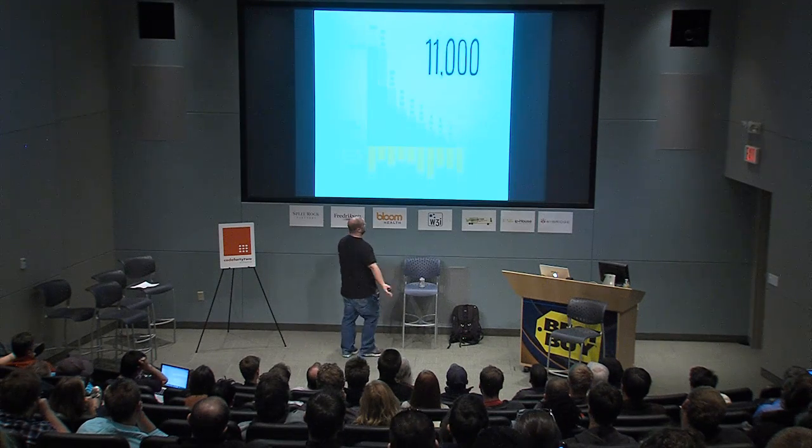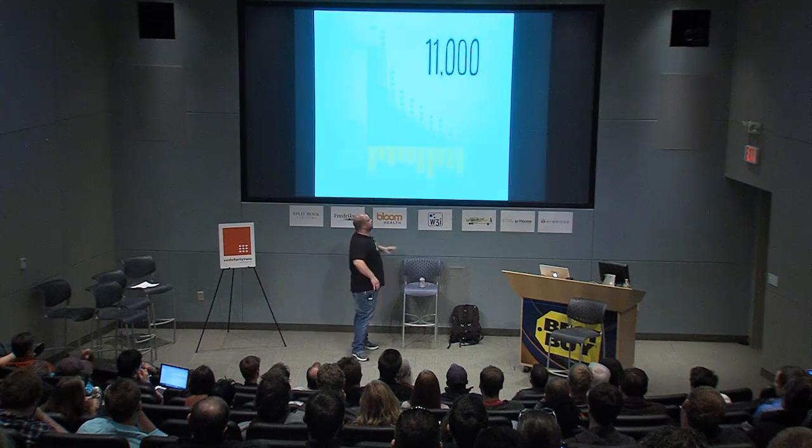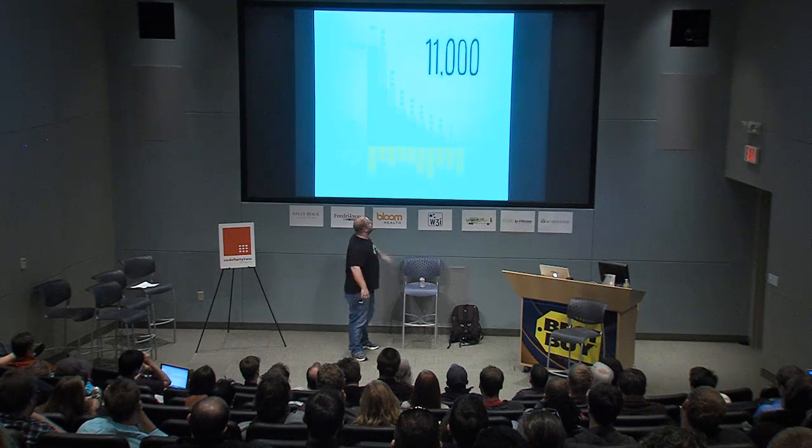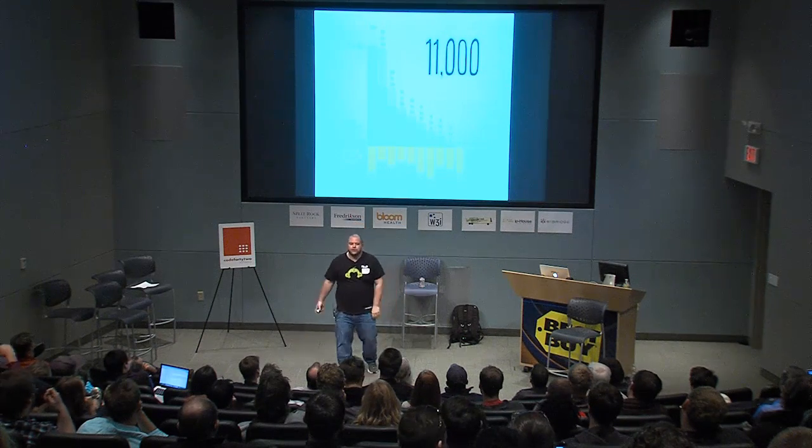I did this poll with like 10,000 some voters on CSS-Tricks, and they were all across the board. Just completely spread across all of those speeds, from extremely fast all through the middle to super slow. So what do we do about that?